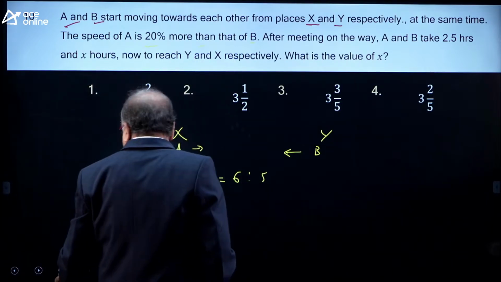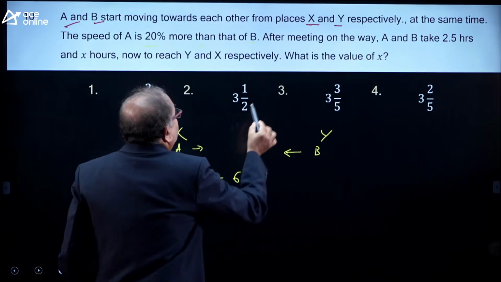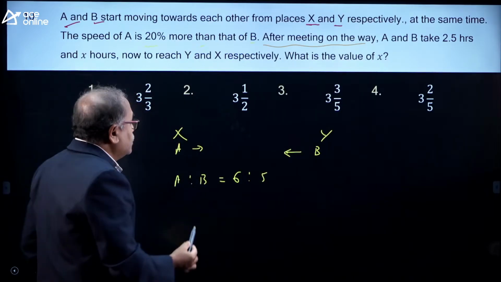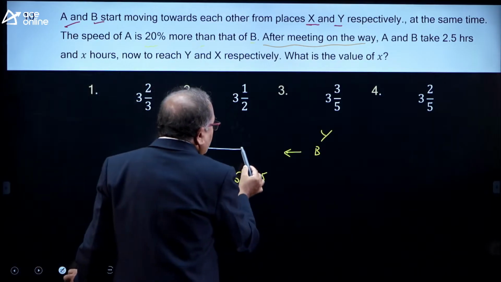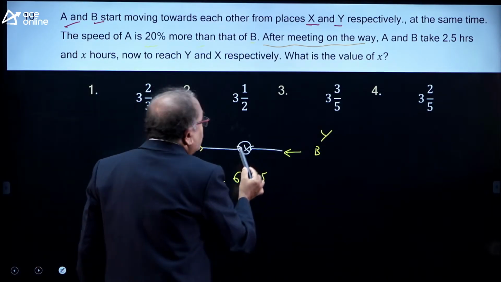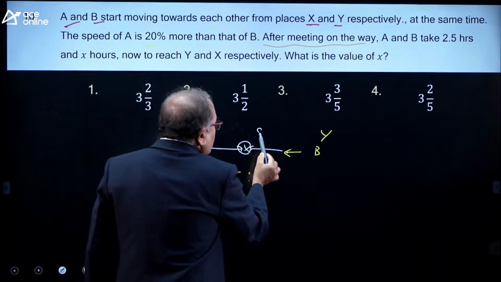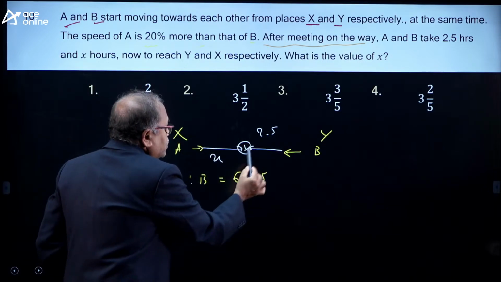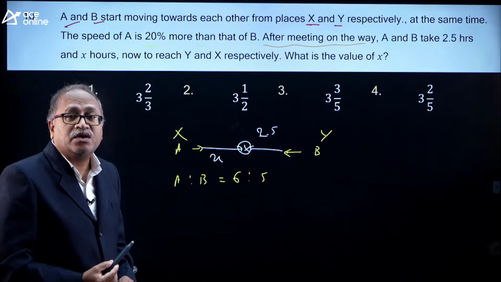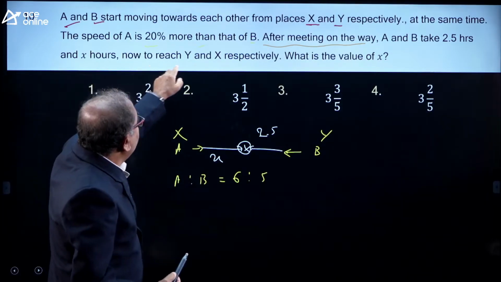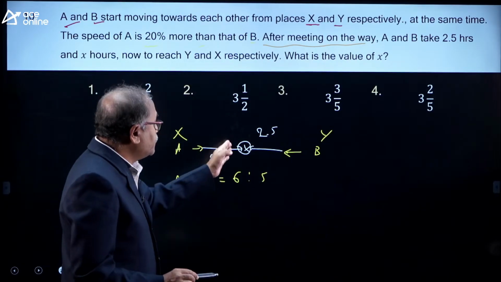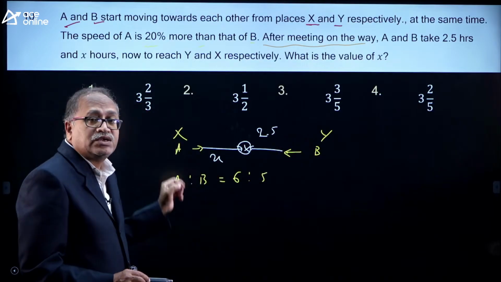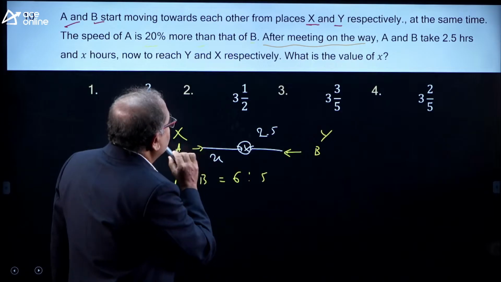After meeting on the way, A and B take 2.5 hours and x hours. So, they meet somewhere over here, and after meeting, A takes 2.5 hours to reach y, and B takes x hours to reach x. Here the variable is given, do not confuse. Now, the question is what is the value of x?